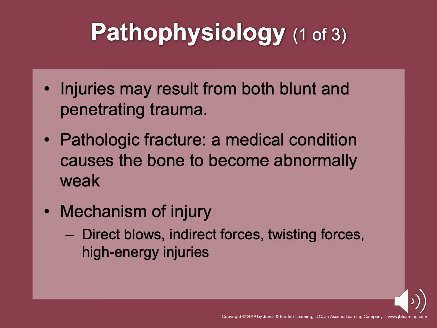So, some pathophysiology: injuries may result from both blunt and penetrating trauma. Sports injuries account for a significant number of musculoskeletal injuries among children. Intentional trauma or abuse is a common cause of fractures and musculoskeletal injuries. Pathologic fractures occur when a medical condition causes the bone to become abnormally weak, such as osteoporosis.